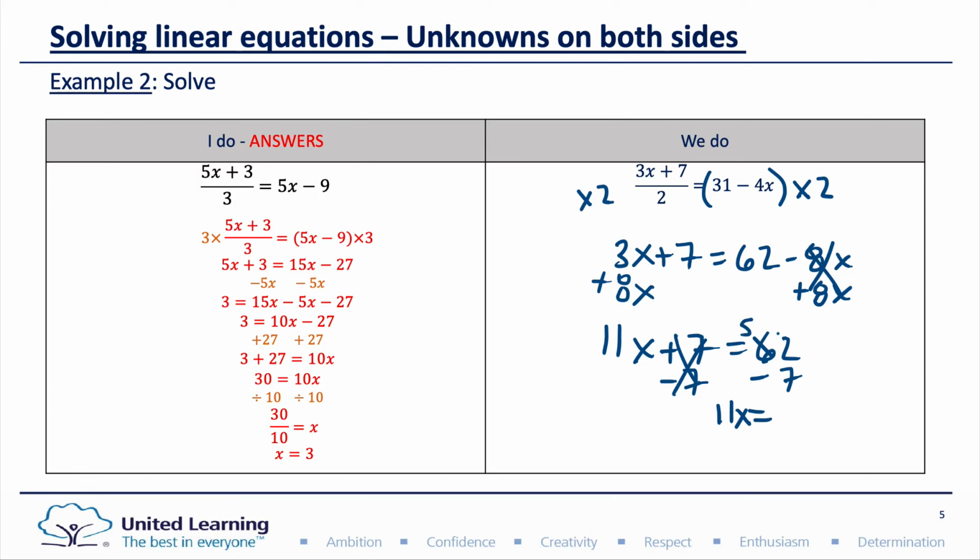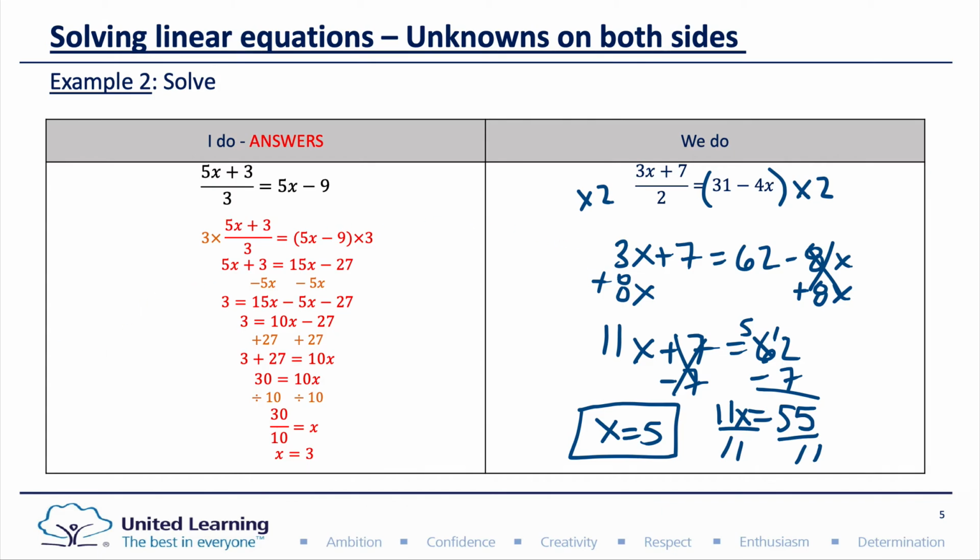7, let's see, carry 12. So what would that be? 55, which gives us a final solution of x equals 5. Perfect.